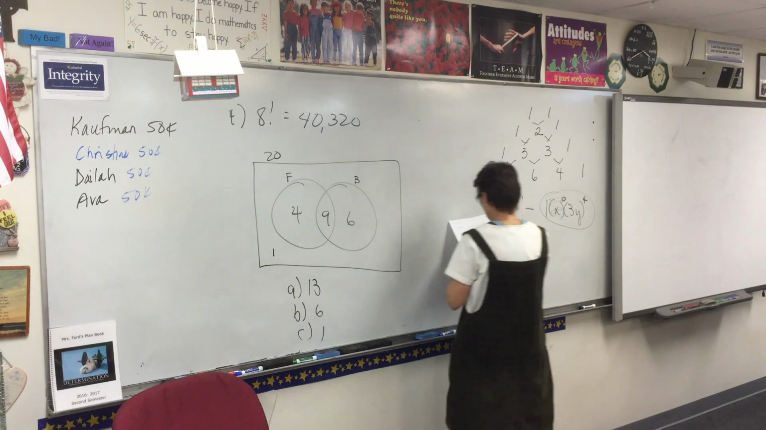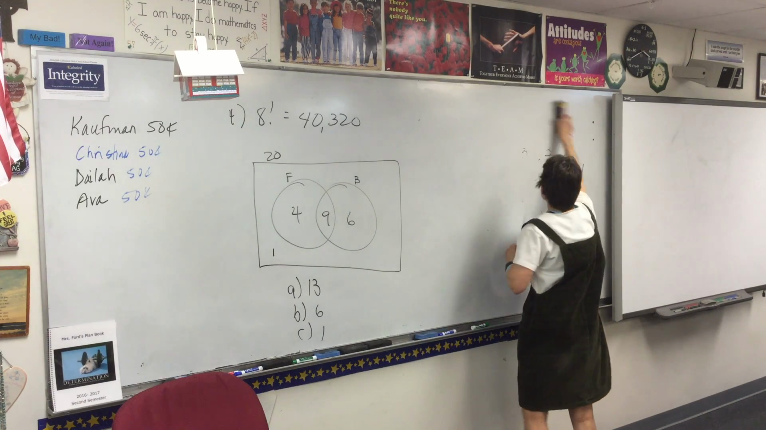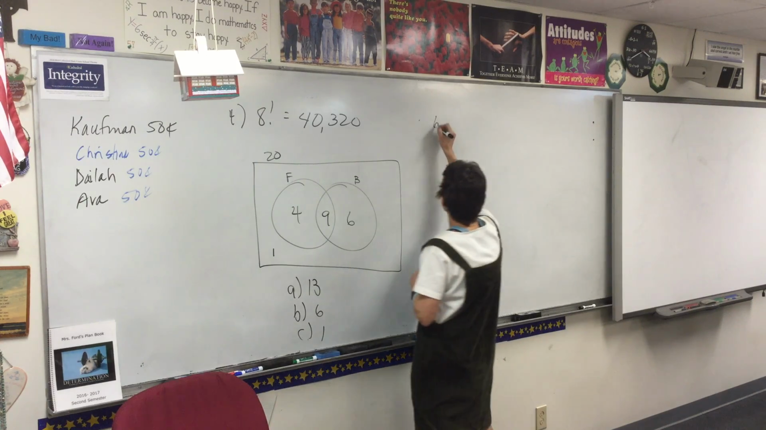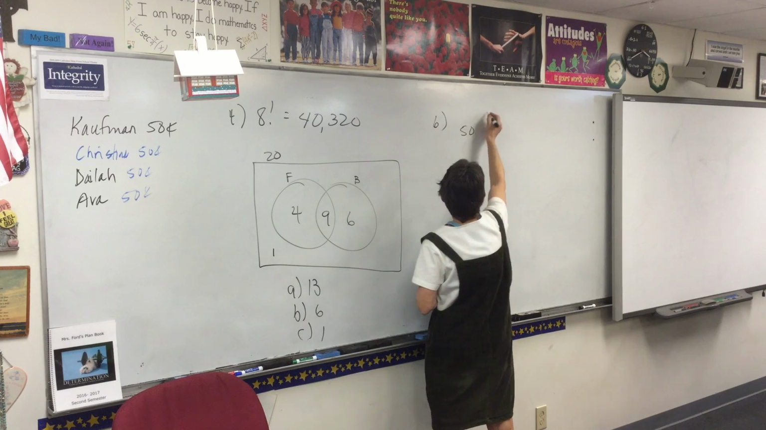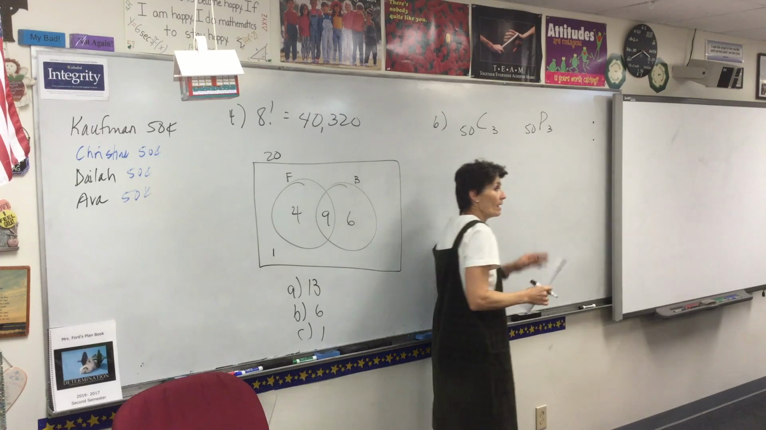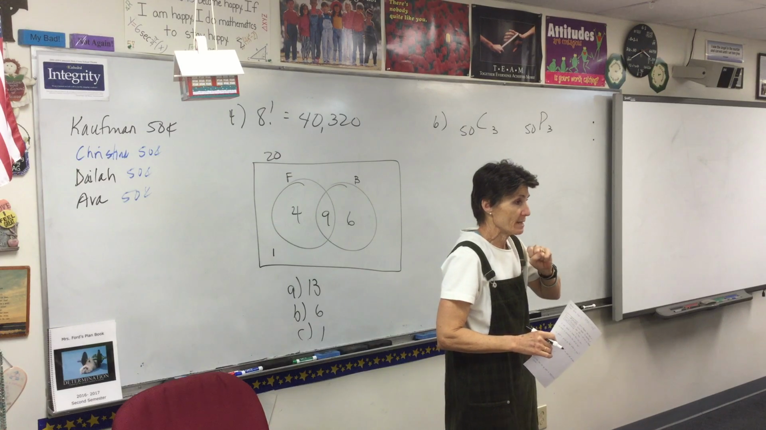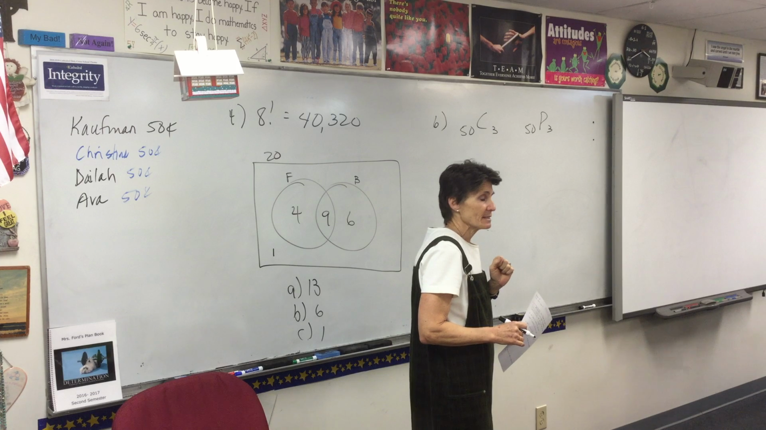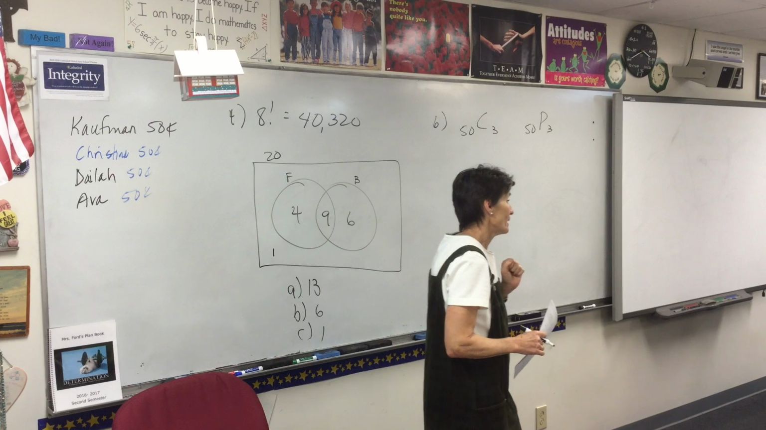Number 6. How many committees of 3 can be formed from 50 people? Now, this is either going to be 50C3 or 50P3 because you have 50 people and you are picking 3. Which one is it? C. It's got to be C. There's no order. We're picking a committee.